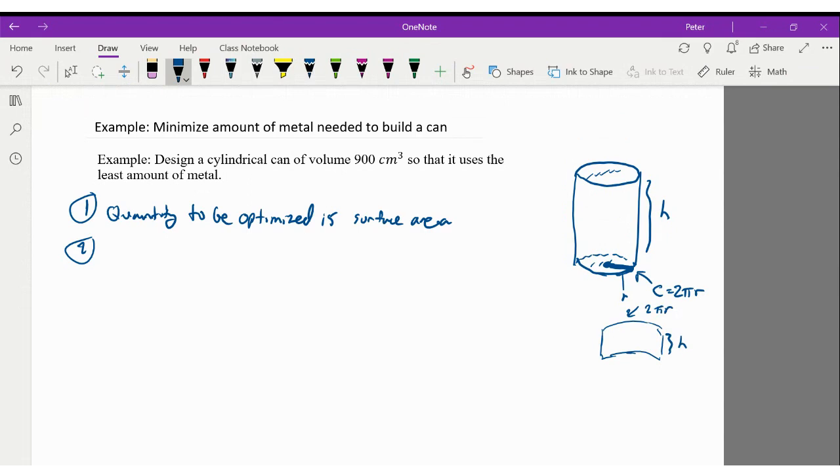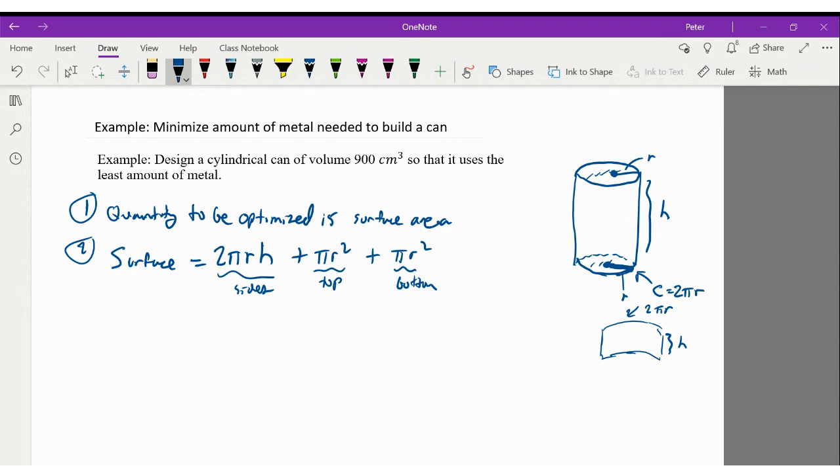So the sides of the can are going to be 2 pi r h, and then plus the top of the can. The top of the can is just the area of a circle of radius r, so that's pi r squared, and then the same for the bottom of the can. So this is the top, this is the bottom, and this is the sides. Okay, so there's a description of the surface area of the can, the amount of metal we need.